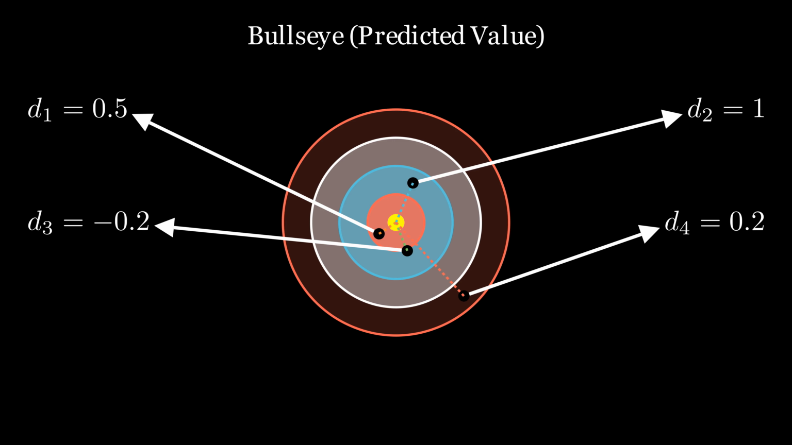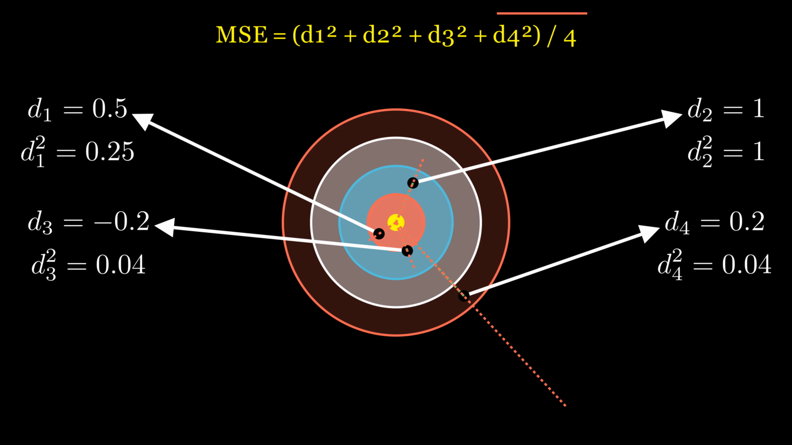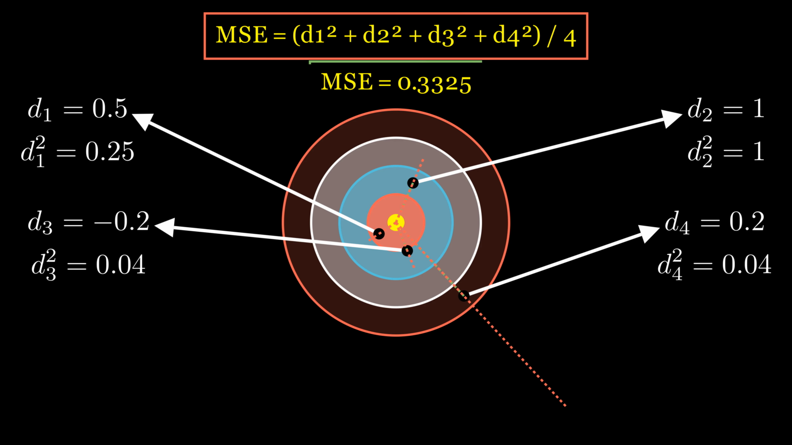Let's visualize how squaring distances affects the penalties. See how squaring the distance exaggerates the penalty for larger distances, shown by the red dashed line. The mean squared error is the average of all these squared distances. It gives us a sense of the overall error, while emphasizing larger mistakes.